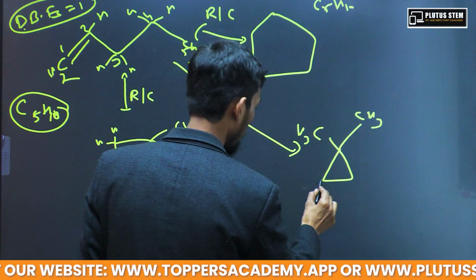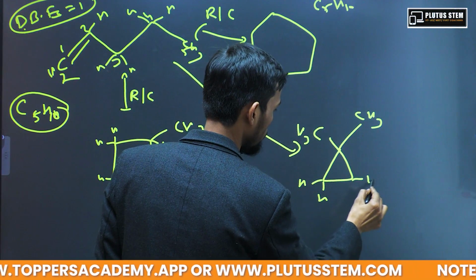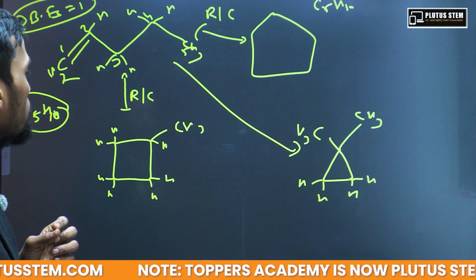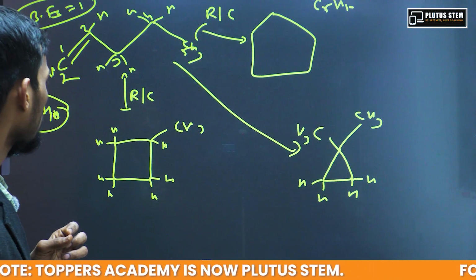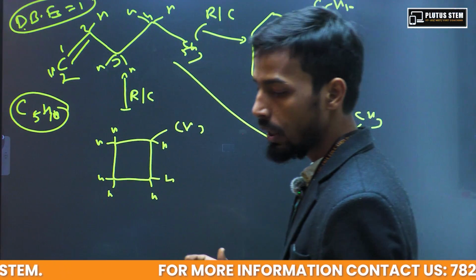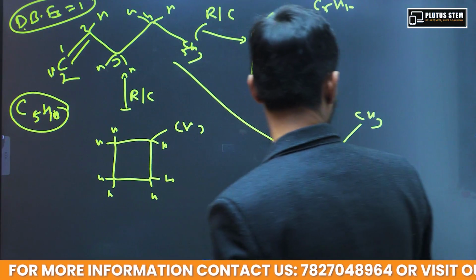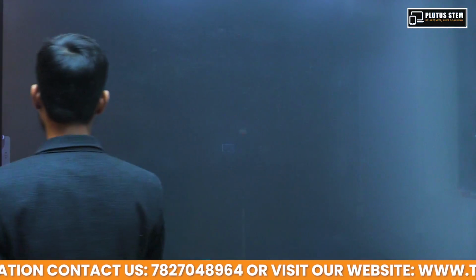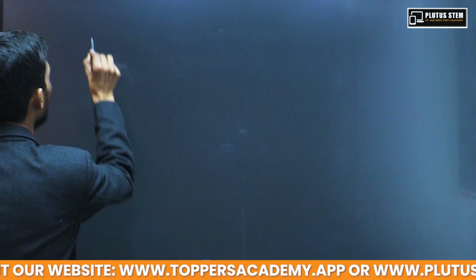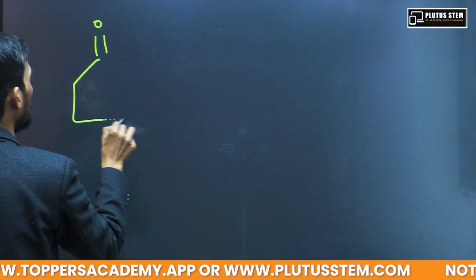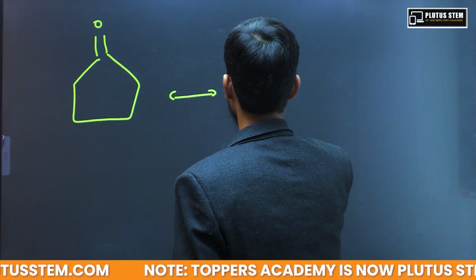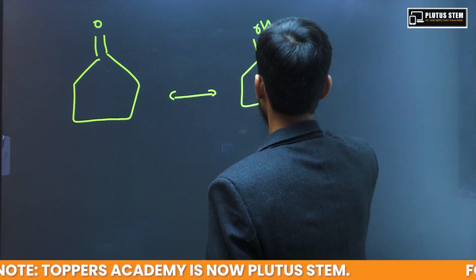Clear or not? So this is the way we draw these ring chain isomers. And if we have a group like this, the confusion starts at this point. This one and this one.